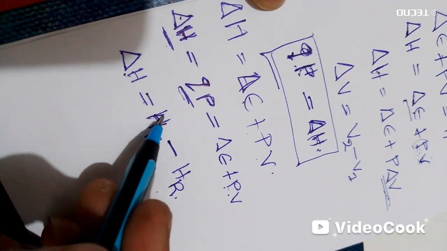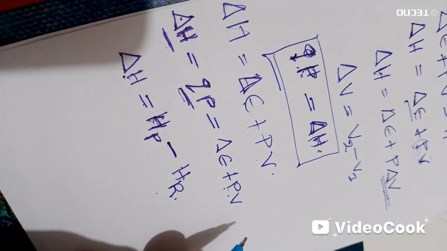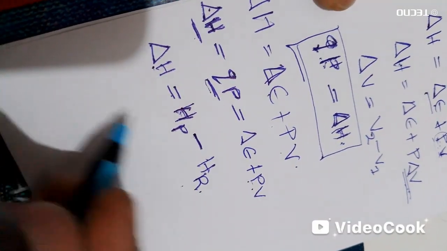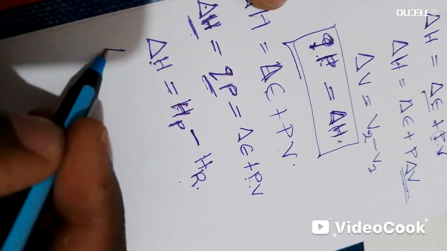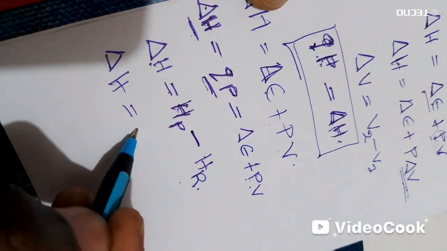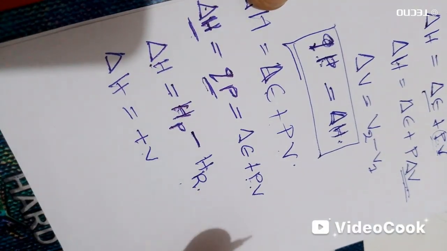Enthalpy change is equal to the enthalpy of the product minus the enthalpy of the reactant. So, meaning what has come out minus what was there. If in this equation you find that your enthalpy turns out to be positive, that means it has increased.